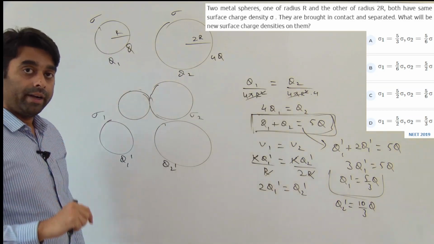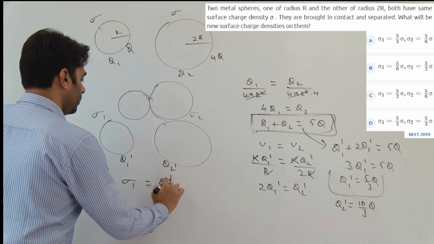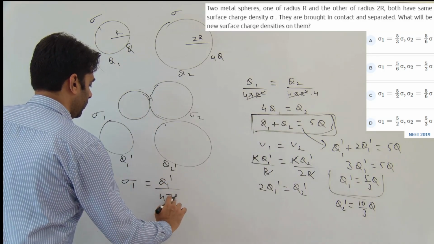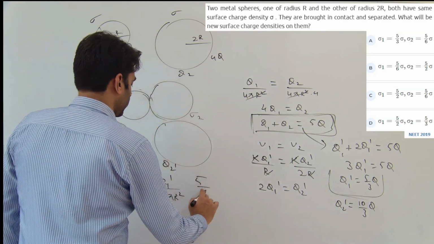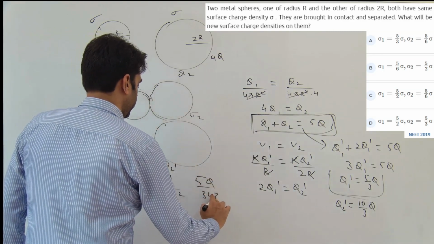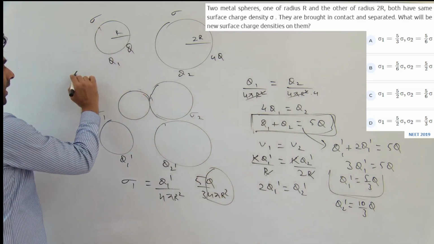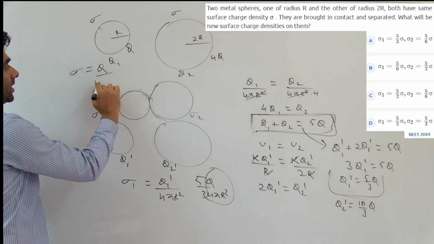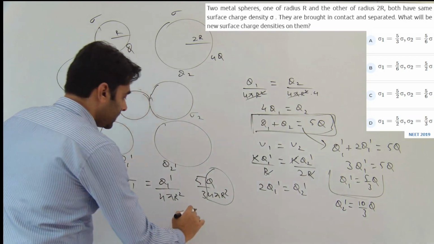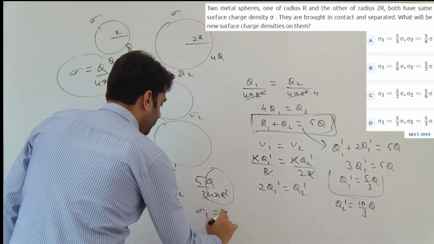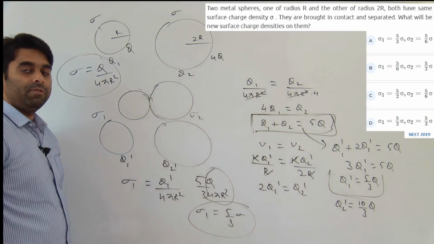Now if we find out the charge density, sigma 1 will be q1' by 4 pi r square. Q1' value is 5 by 3 q. So 5 by 3 q over 4 pi r square. What is q by 4 pi r square? It is nothing but the initial charge density. That implies sigma 1 will be 5 by 3 sigma.